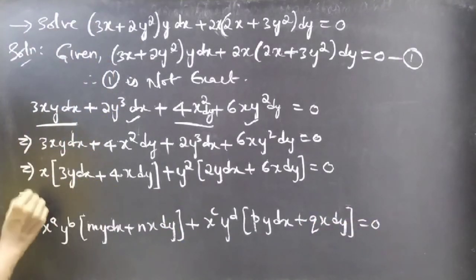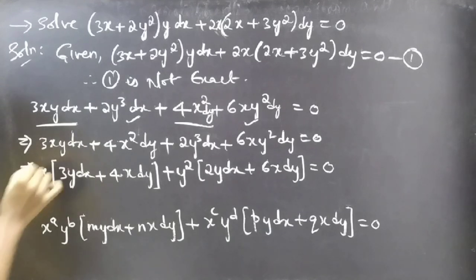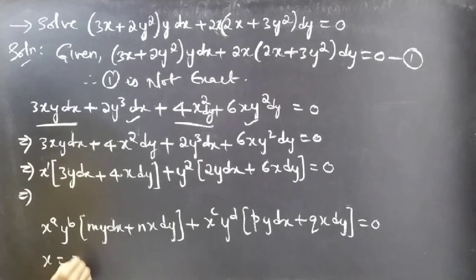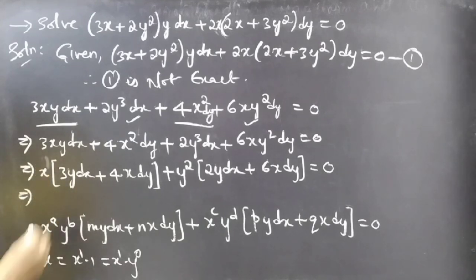Now here you're having x, right? x is nothing but x power 1. Here you're having x, right? This x can be written as x power 1 into, and this 1 can be written as y power 0, since y power 0 equal to 1, right? So we can write this x as x power 1 into y power 0.